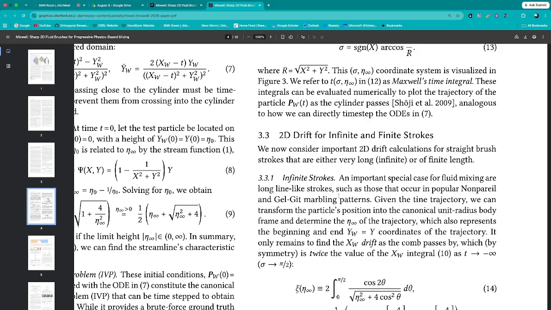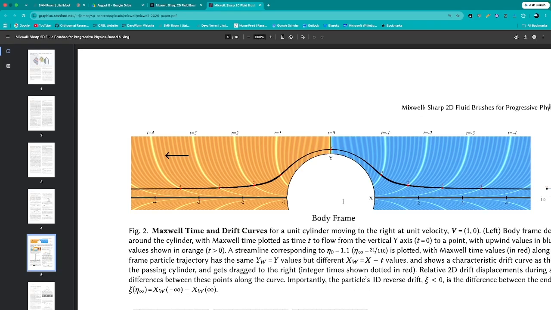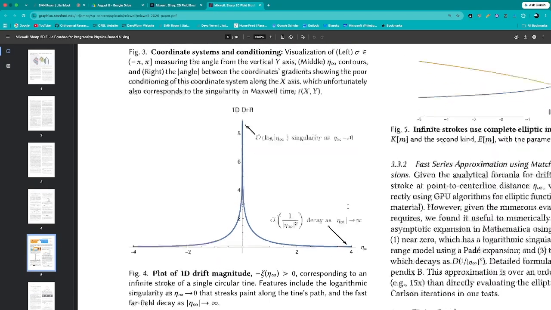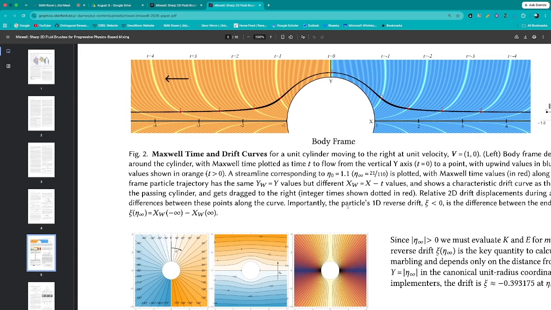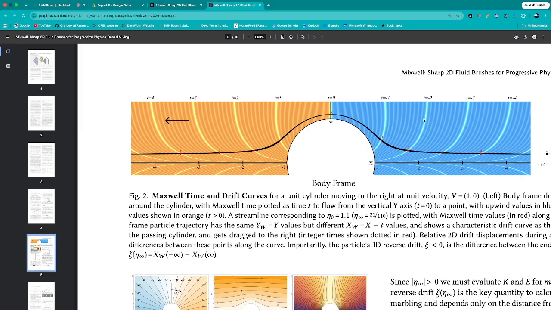2D drift for infinite and finite strokes. Infinite strokes and finite strokes. And they give the mathematics here. This section has figures that show some of the calculations in graphical form. So this shows Maxwell's time and drift curves for a unit cylinder moving to the right at a unit velocity of 1.0. So this just shows that the flow is going in this direction. The movement of this cylinder is to the right, and it's advecting in this way.